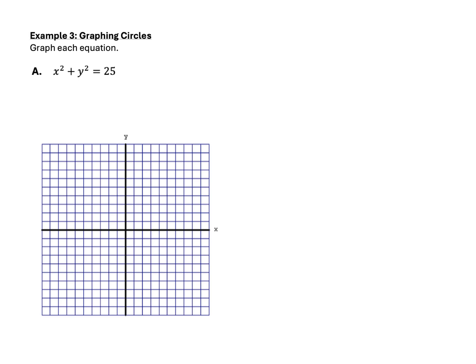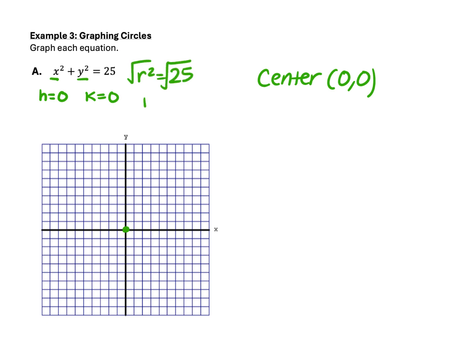For our final example in this lesson, we're going to look at how to graph the equation of a circle. And before we can graph the equation of a circle, we need to identify its center and radius. Notice that the h and k are both missing. It's just x squared, so h is 0, and it's just y squared, so k is 0. That makes our center (0, 0), which is right here at the origin. And then the radius is the square root of 25, which is 5.